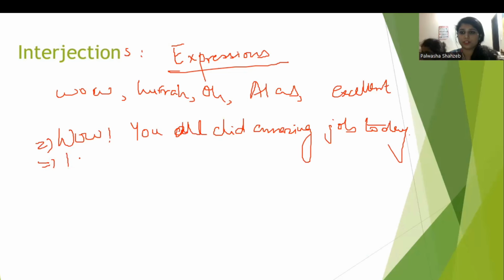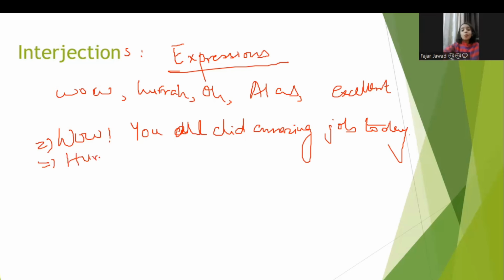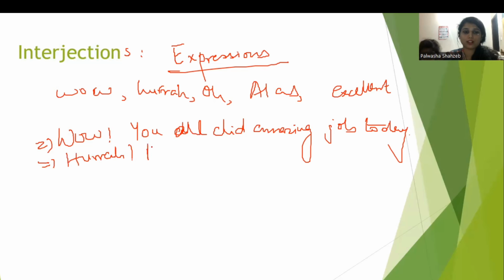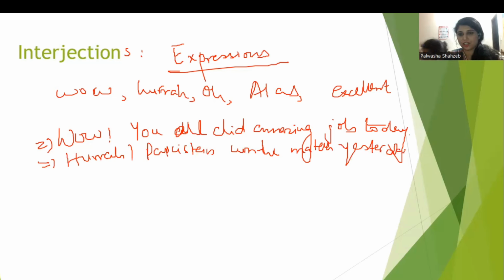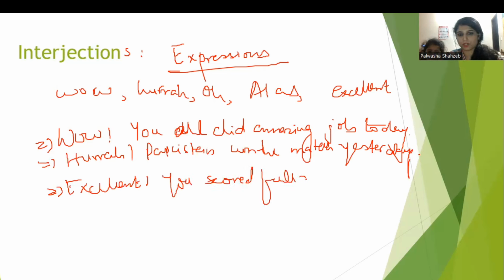Hurrah! Yesterday Pakistan won the match. Hooray! Pakistan won the match yesterday. Excellent. You scored full marks in your exam. Very nice. That's extremely marvelous that you guys are using. Hooray, I was at the top of my class. Wow, I'm at the top of my class. I'm extremely amazed. Very nice.